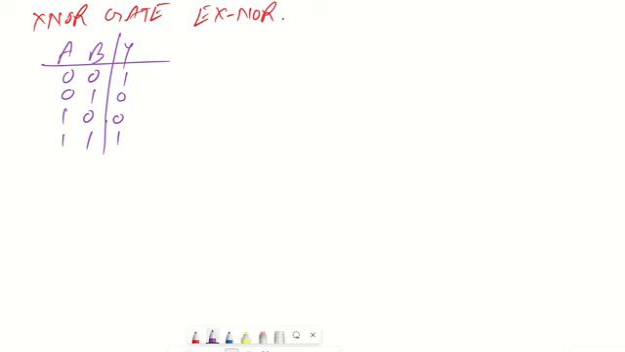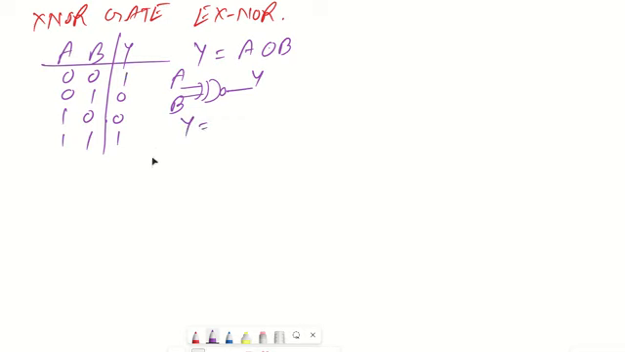So that's all. So how does it look? My output Y is represented as A XNOR B. So it is a circle and then one dot. This is how it is represented. Understood? So it is A XNOR B. And the symbol for this is like this. There is a dot over the output. So this is going to be A, B, and this is going to be Y.